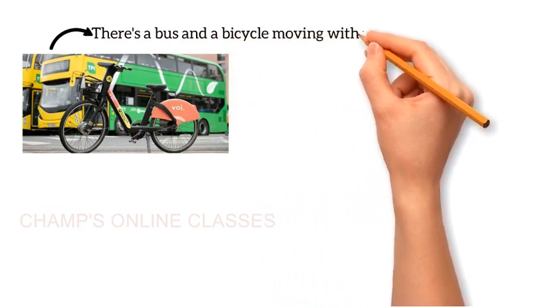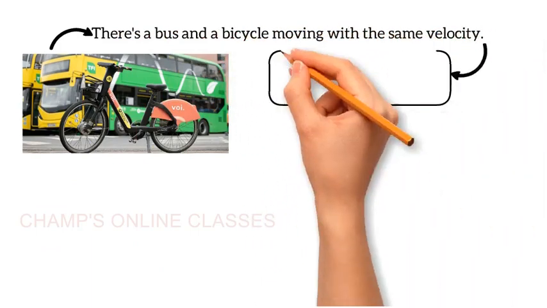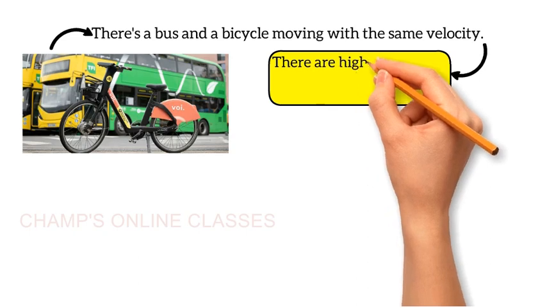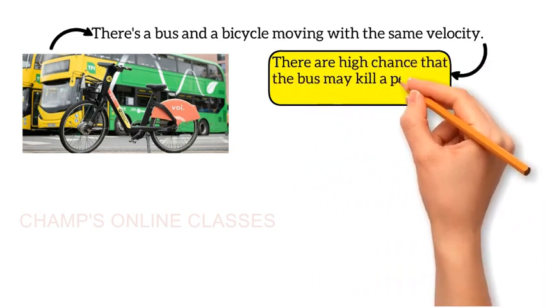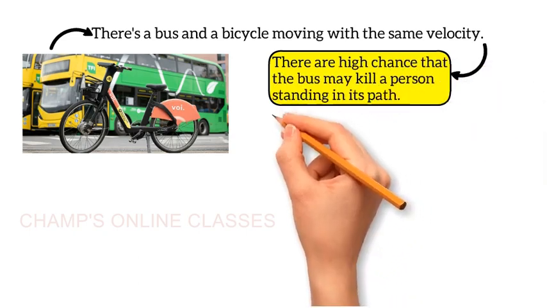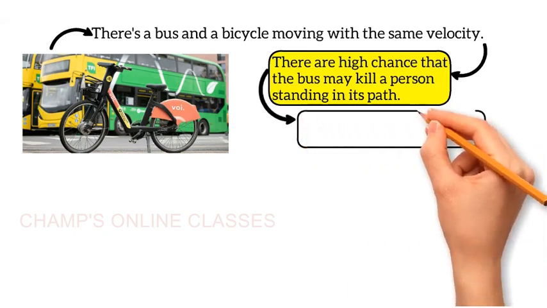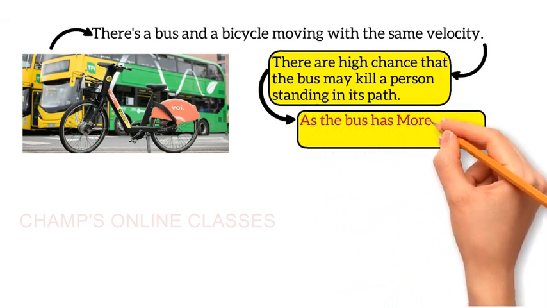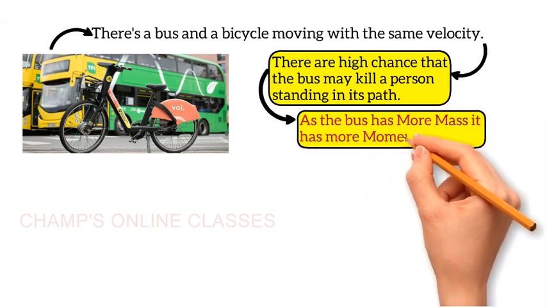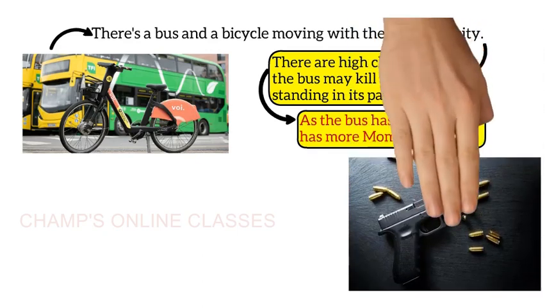There's a bus and a bicycle moving with the same velocity. Now, there are high chances that the bus may kill a person standing in its path. Now, why? As the bus has more mass, it has more momentum.